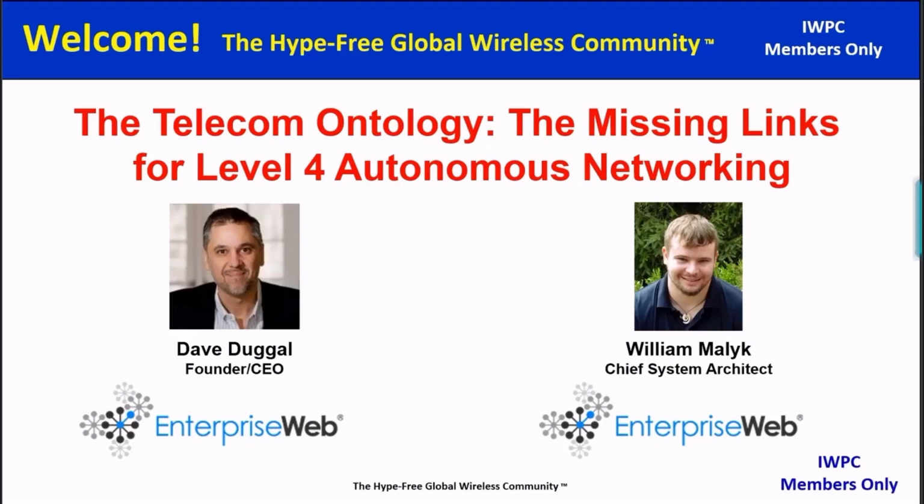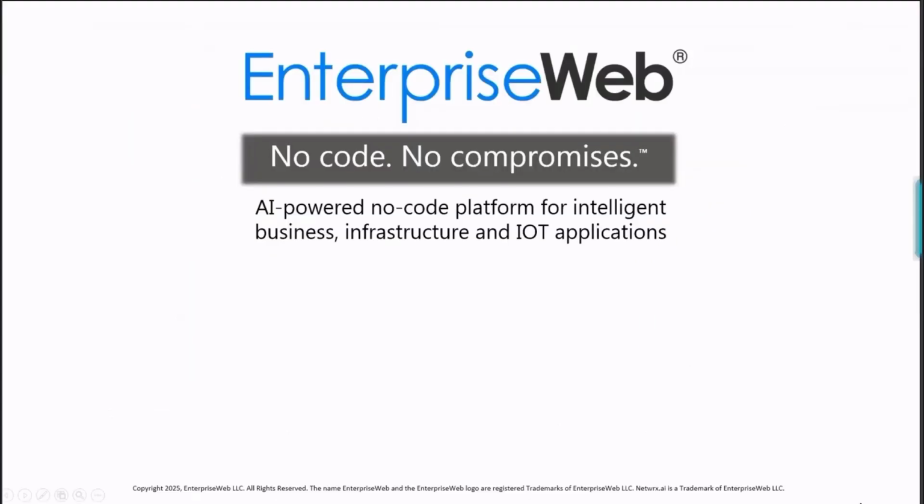So I'm joined by my colleague Bill Malik, who's our chief system architect. Without further ado, I'm going to start off with just a quick intro of the company for those who don't know us. So EnterpriseWeb, we're an AI-powered no-code platform for intelligent business infrastructure and IoT applications. That's a good Gartner category to put ourselves in. Of course, there's probably 1,000 companies that would claim to be an AI-powered no-code platform. The real distinction for EnterpriseWeb is this no-code, no compromises.